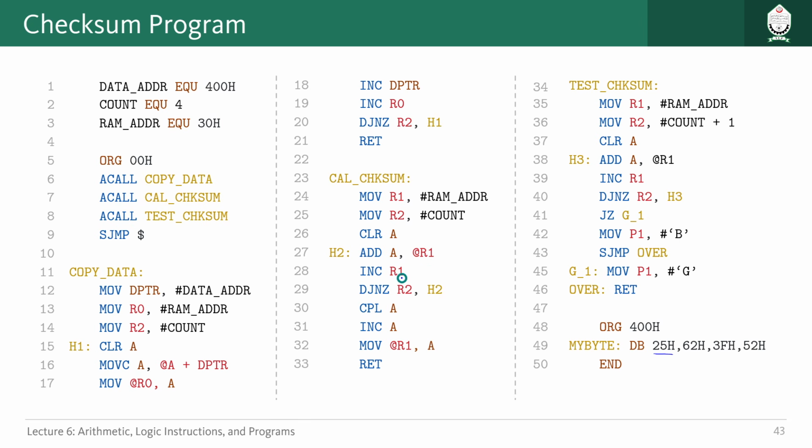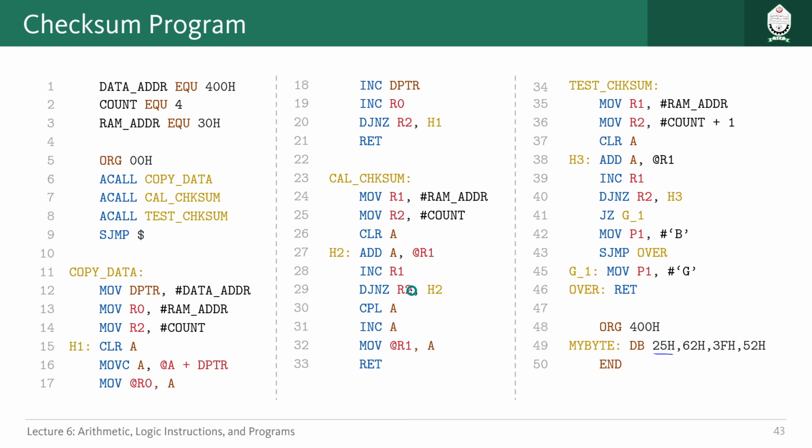Then we are going to increment the value of R1. So 30 will become 31. Again we are going to go to H2. Again we are going to add. So in this way 30, 31, 32 and 33, in these 4 locations, whatever data they are saving, actually they are saving these 4 values, they will be added together with this loop. And because we are not considering carry here, carry will be discarded automatically.